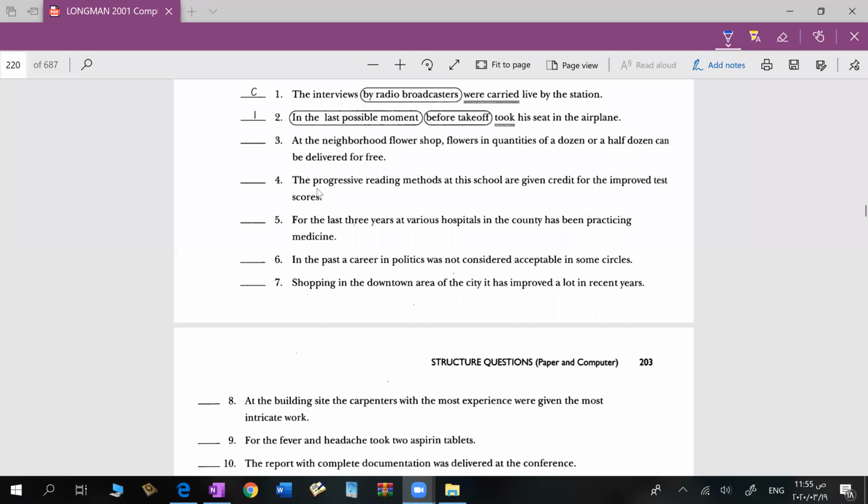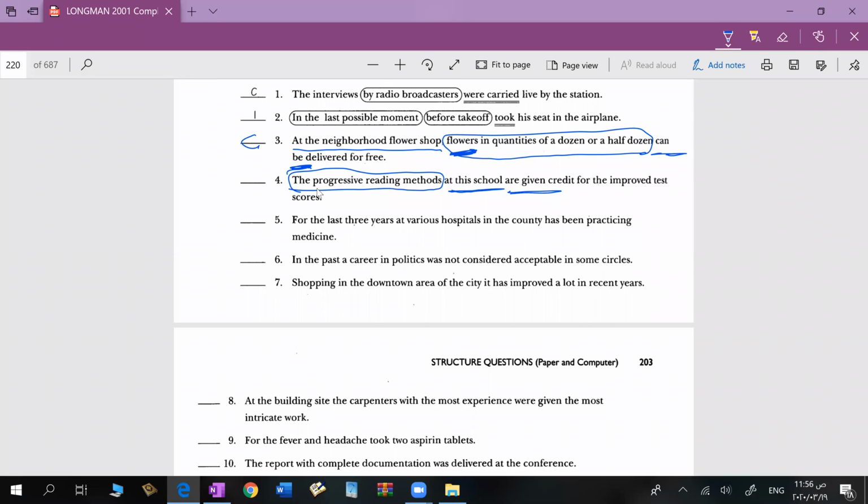At the neighborhood flower shop, this is a prepositional phrase. Flowers, this is the object. In quantities of a dozen or half a dozen, all this is the noun phrase. Can be delivered. So this is the verb phrase, which is correct. The progressive reading methods, this is a noun phrase. At this school, okay, this is a prepositional phrase, forget about it, are given credit for the improved test scores. So this is the verb phrase, so this is again correct.